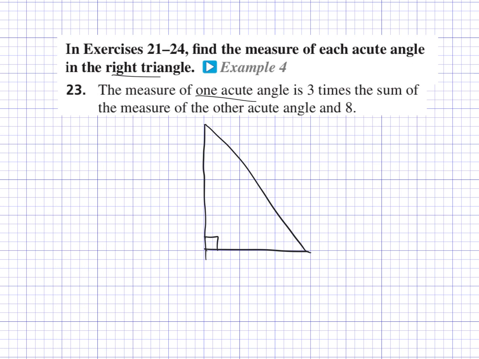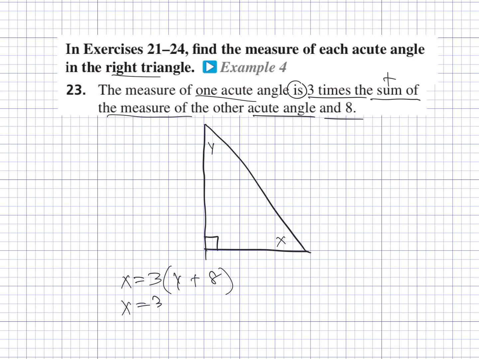And it says the measure of one acute angle. I don't know what it is, so x. And it says is 3 times. And then it says the sum of the measure. Sum means plus. We're adding things together. So it's 3 times whatever the total sum is. So it's 3 times the group of things you're adding together. All right. So it's 3 times the total sum of the measure of the other acute angle, we'll say y, and 8 plus 8.